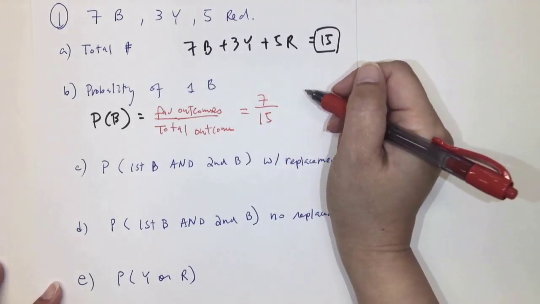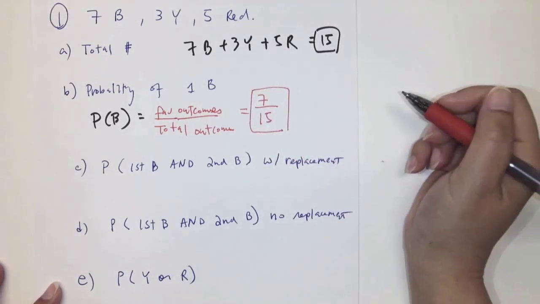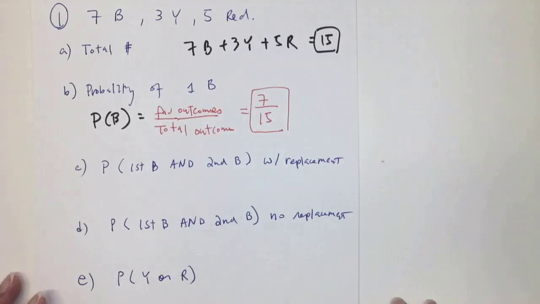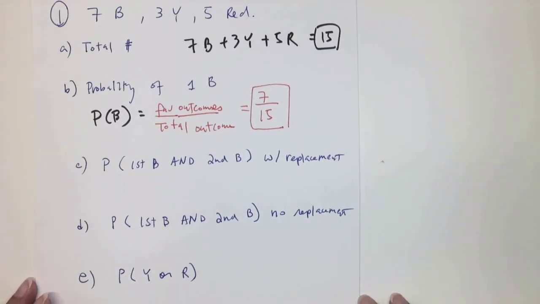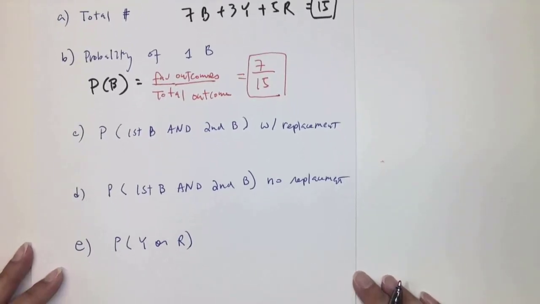It didn't say what answer they want, so a fraction is fine for this one. But if you turn it into a decimal, that's okay with me too. Some of them will say decimal, 2 decimal places. So you have to read the question carefully, okay?